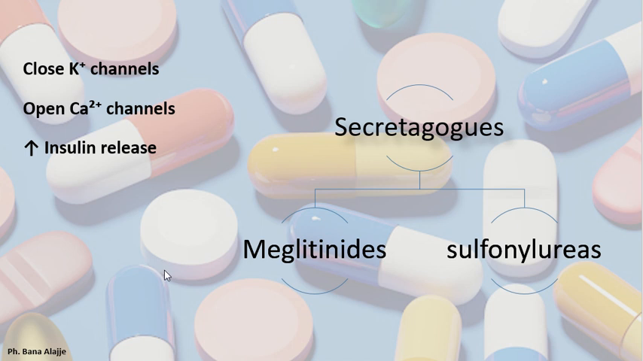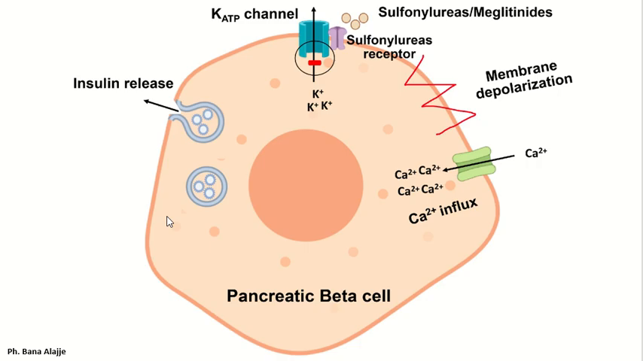They work by stimulating insulin release from pancreatic beta cells. So their mechanism involves closing ATP-sensitive potassium channels in the beta cell membrane. This leads to cell depolarization, which opens calcium channels. The influx of calcium triggers the release of insulin from intracellular vesicles. So overall, they increase insulin secretion directly from the pancreas. This mechanism is glucose independent, which explains the risk of hypoglycemia.